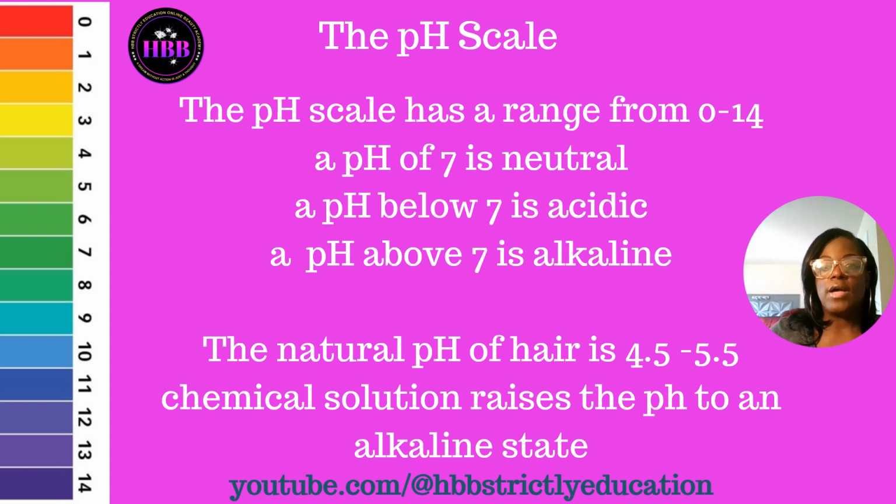The pH scale has a range from 0 to 14. A pH of 7 is neutral. A pH below 7 is acidic, and the pH above 7 is alkaline. The natural pH of hair is 4.5 to 5.5. Chemical solutions raise the pH to an alkaline state.